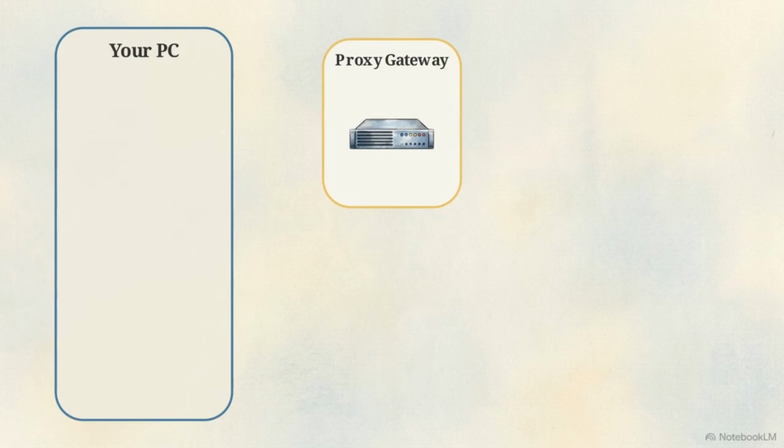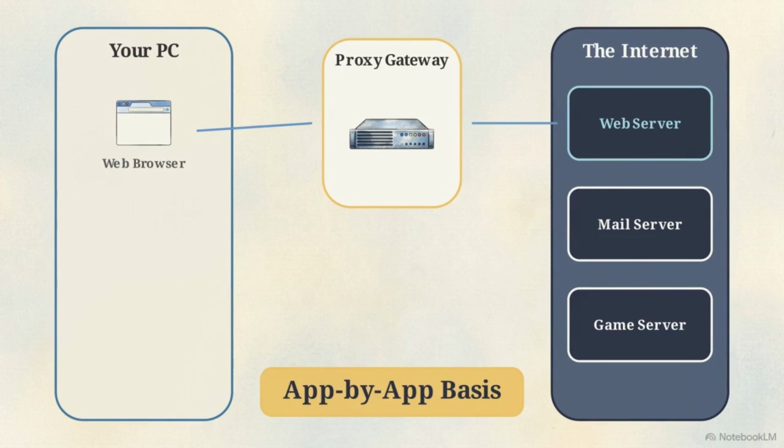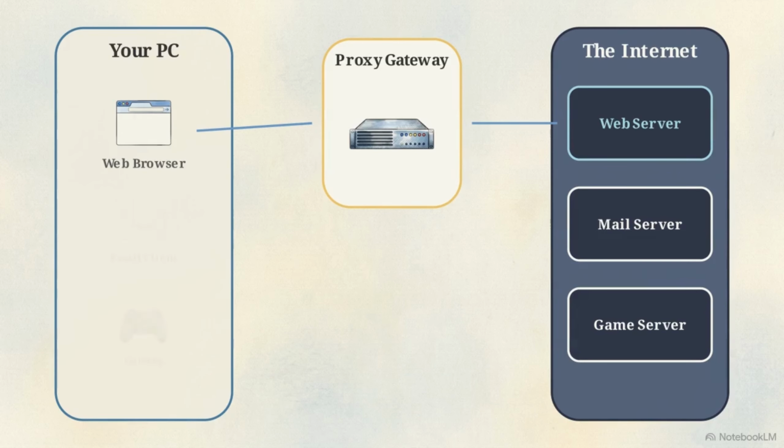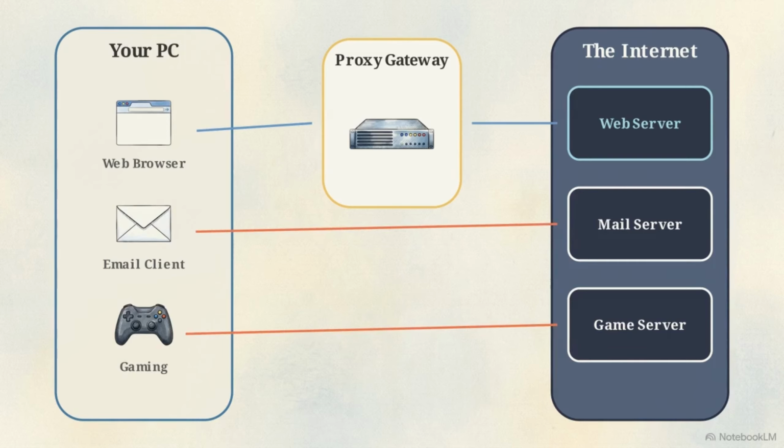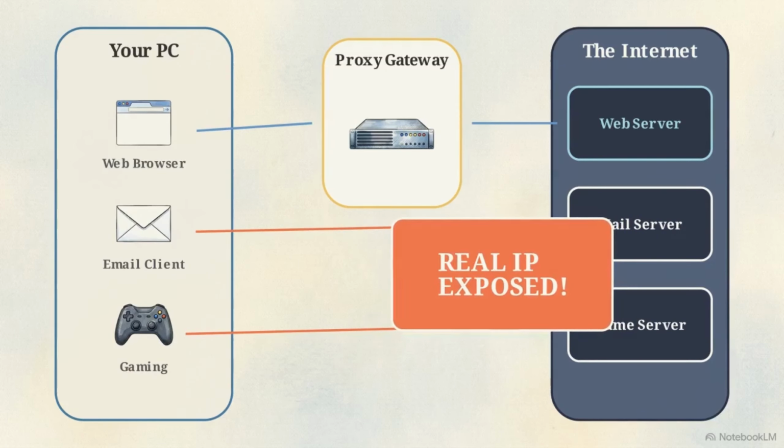Let's examine the application layer architecture of a proxy server. Think of it as a specialized gateway. It sits strictly between your computer and one single application, like a web browser. Your browser sends requests directly to the proxy. The proxy forwards those requests out to the internet, receives the response from the web server, and hands the data back to your browser. The severe limitation here is that proxies operate on an app-by-app basis. While your browser traffic routes through the gateway, your email client, gaming launcher, and background updates bypass it entirely, exposing your true IP address directly to the internet.